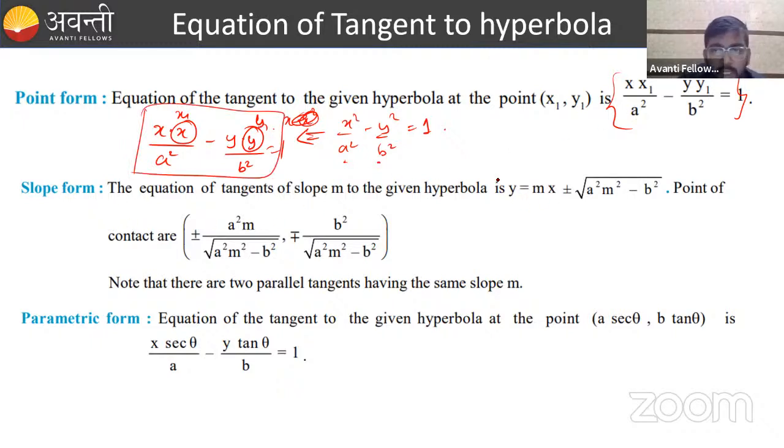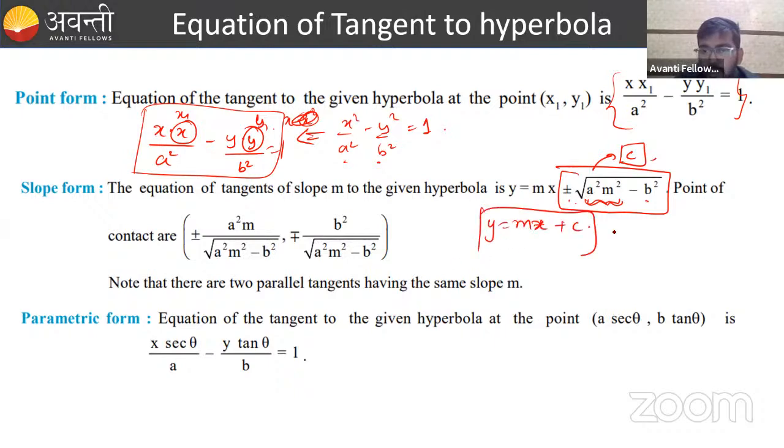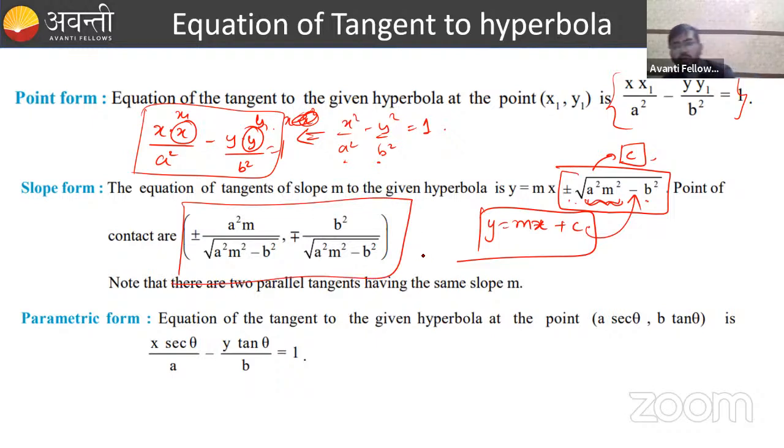Now slope form, right? The slope form is we know the condition of tangency: c square is equal to a square m square minus b square. So this is our c value. We have just substituted that c value in the line equation y equals to mx plus c, right? So if this c is satisfying this condition, then we know that it is a tangent. So these are the contact points of these tangents.